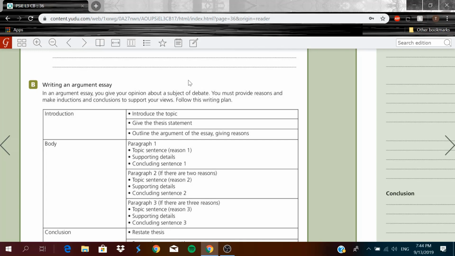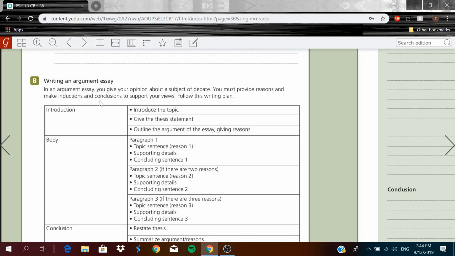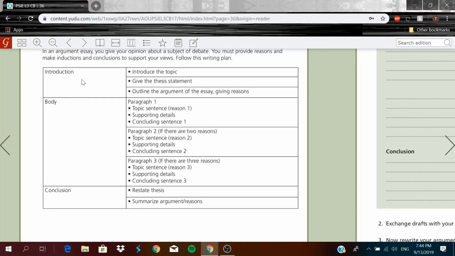So you must provide your own reasons and make inductions and conclusions to support your views. If you're going to write an argument essay, make sure that you provide your own reasons and make inductions and conclusions to support your views, because after all, it is going to be an argument. So follow this writing plan here. You're going to start with an introduction. Basically introduce the topic, give your thesis statement, and you can outline the argument of the essay and give reasons.